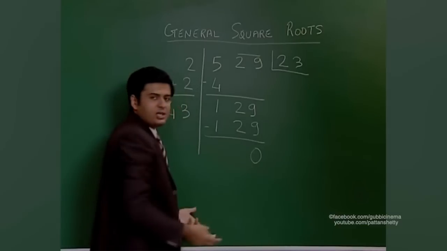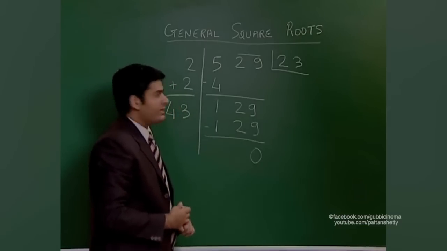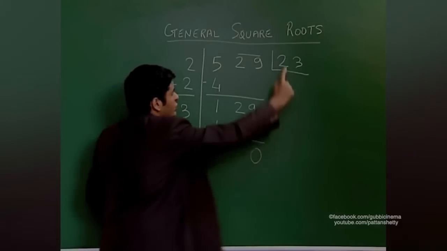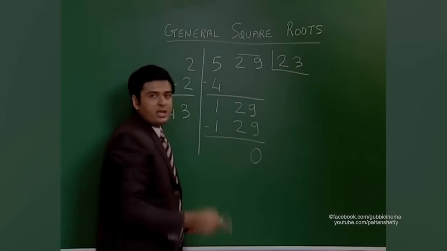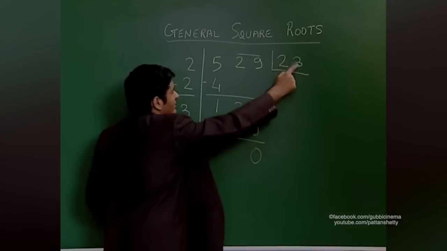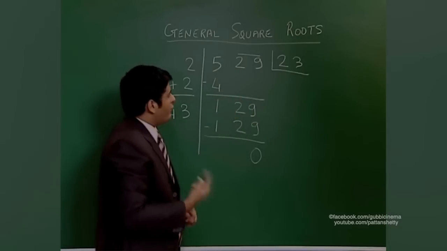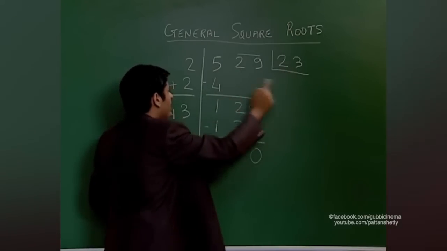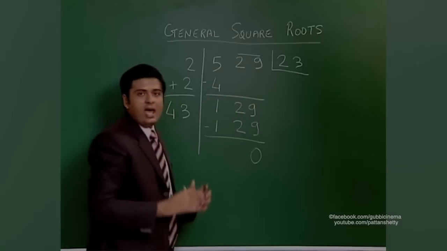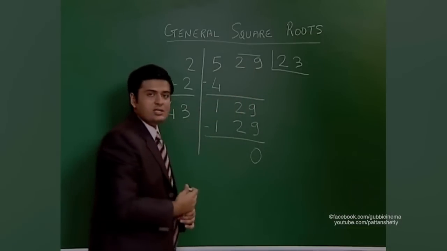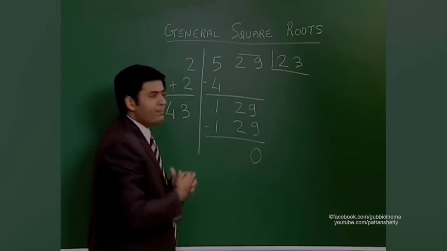The moment you have a 0, your division can be complete. So here we can see 23 is our answer. In other words, 23 is the square root of 529. If you multiply 23 by 23, you will get 529. And thus you see our process of finding the general square root is complete.